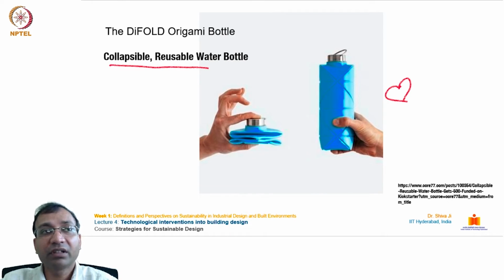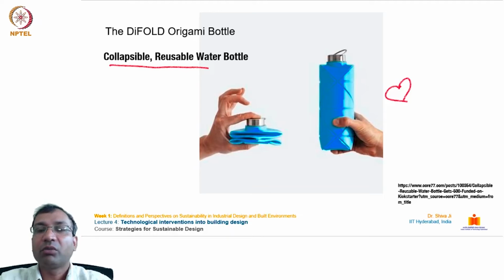So the first one here is an origami bottle which is collapsible and reusable. When this bottle is not in use, or if you have exhausted the water, you can simply fold it and keep it inside your bag. So it won't consume much space as it does when it is filled. The 1 liter of space can be reduced to maybe 50 or 100 ml, so there will be a significant saving in terms of space, up to 90%.